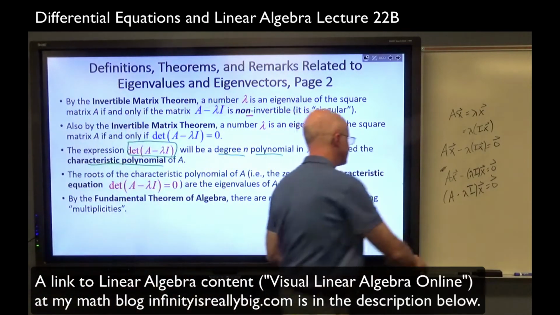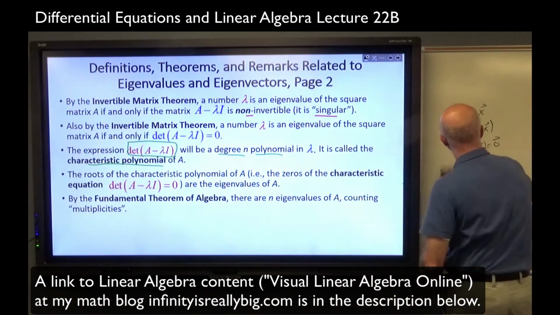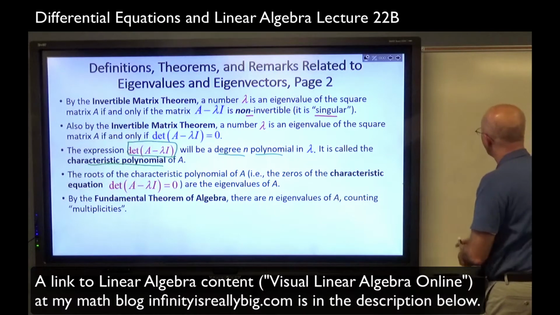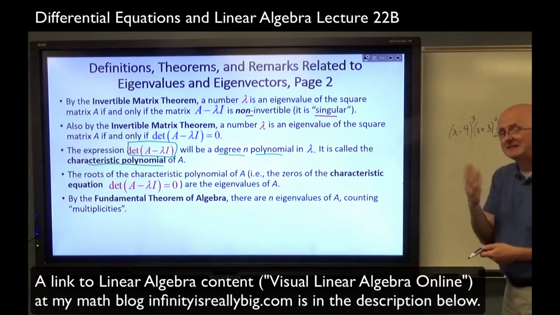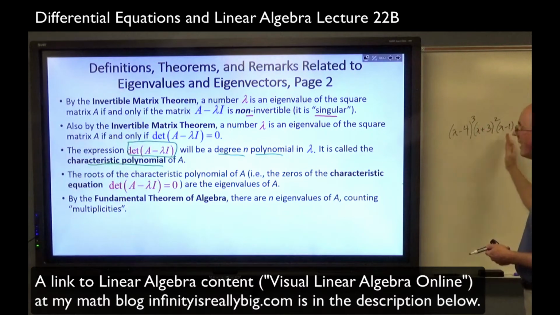Sometimes a single root can occur with a multiplicity higher than 1. For example, with this polynomial here, lambda minus 4 cubed times lambda plus 3 squared times lambda minus 1. That's got 3 distinct roots, 4, negative 3, 1, but 6 roots total if you count multiplicities. 4 is a root of multiplicity 3. Negative 3 is a root of multiplicity 2. 1 is a root of multiplicity 1, because it's the same as that to the first power.